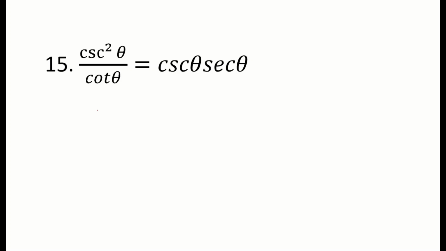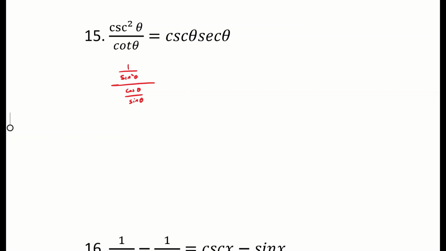And so we have cosecant squared theta is 1 over sine squared theta, and then cotan theta is equal to cosine theta over sine theta. And we have a fraction inside a fraction. How do we fix it? So we have the numerator, which is 1 over sine squared theta, times the reciprocal of the denominator. The reciprocal is going to be sine theta over cosine theta.